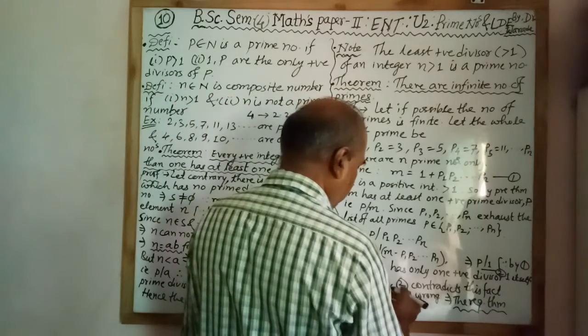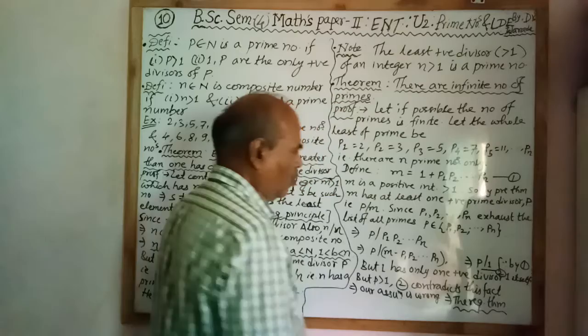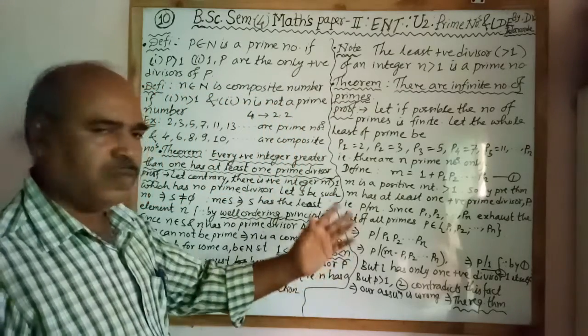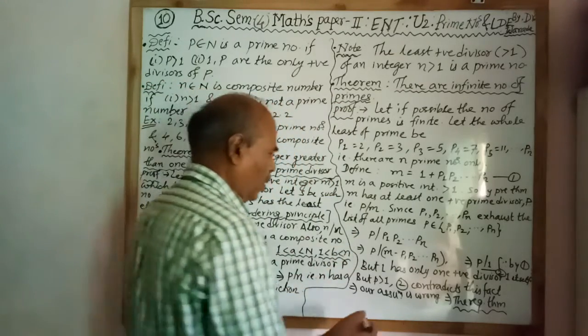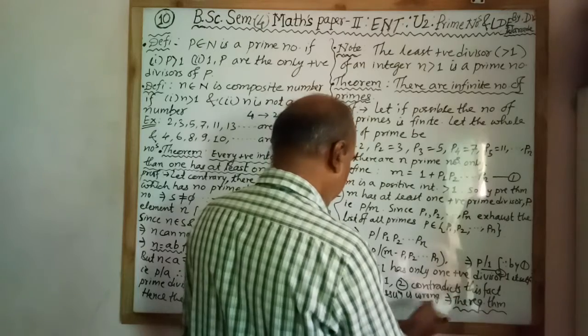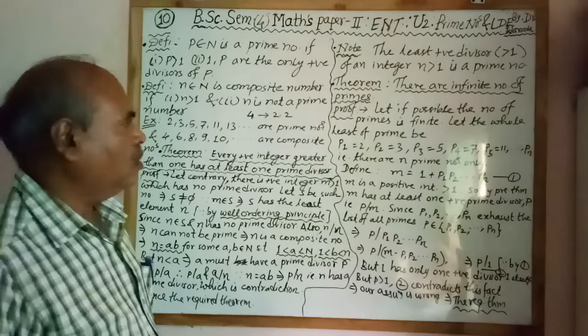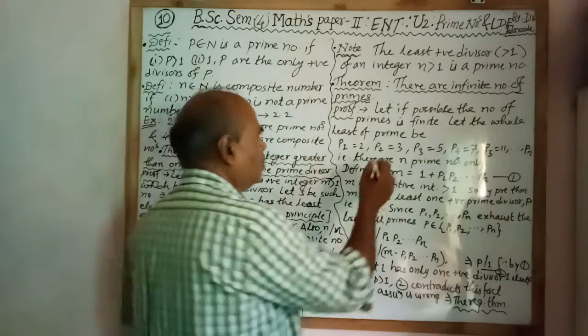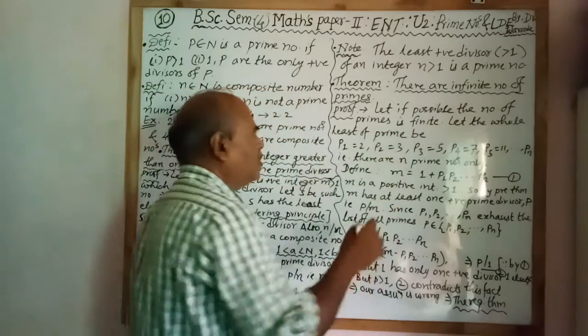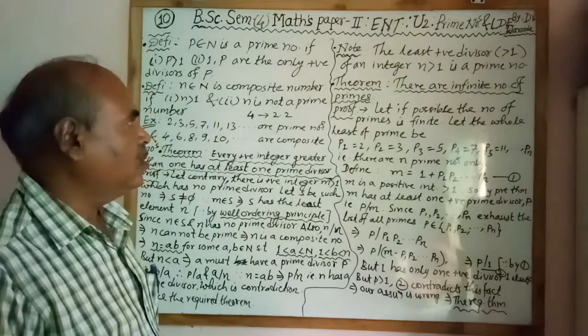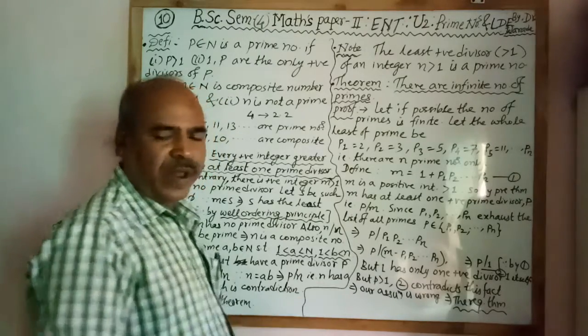But p is greater than 1, therefore we get a contradiction, because p divides 1 contradicts this fact. Therefore our assumption is wrong. Our assumption that the number of primes is finite is false. Therefore, there are infinitely many primes.